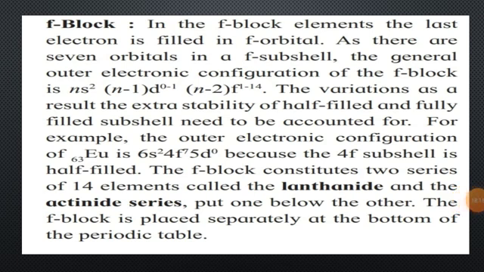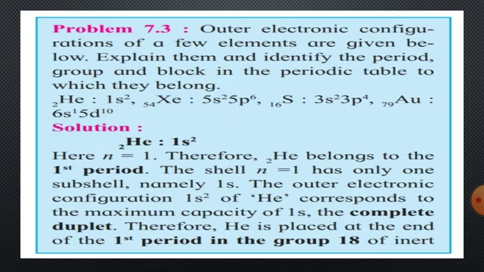Let's solve a numerical based on the electronic configuration of the elements. Here the question is, outer electronic configurations of a few elements are given below. The elements with their atomic number and outer electronic configuration have been given. We are supposed to explain and identify them, as well as find out the periods, groups and the block of these respective elements in the modern periodic table. And let's see the first element.